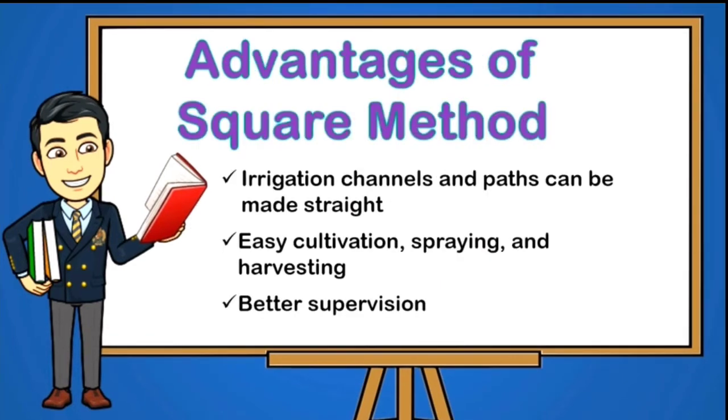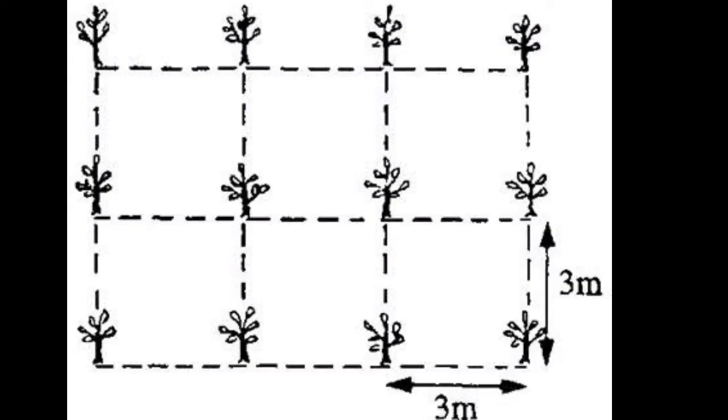Advantages of square method. Irrigation channels and paths can be made straight. Easy cultivation, spraying, and harvesting. Better supervision. Here's an example of square method.